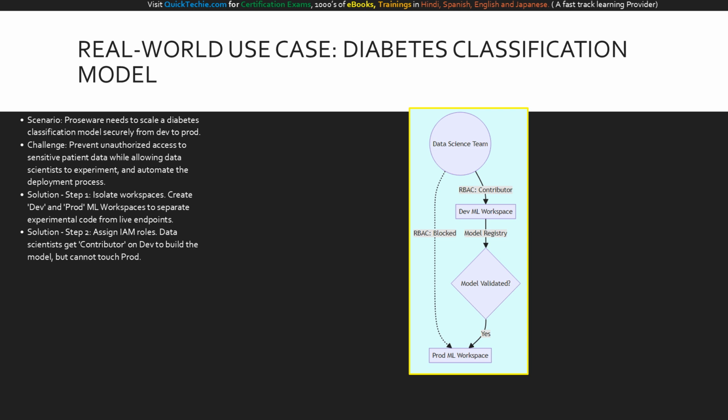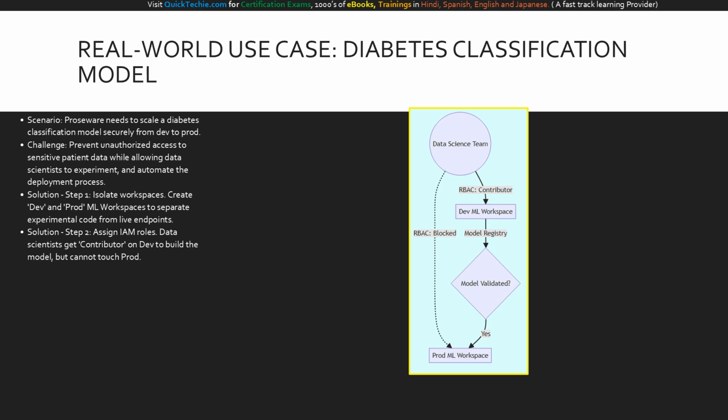The solution starts with creating isolated environments, a development workspace and a production workspace. Using Azure RBAC, you configure identity and access management so that the data science team holds contributor rights exclusively in the dev workspace. They can train models and tweak parameters all day long, but they are physically and logically blocked from making any changes to the production workspace. This perfectly satisfies the zero trust requirement of least privilege.